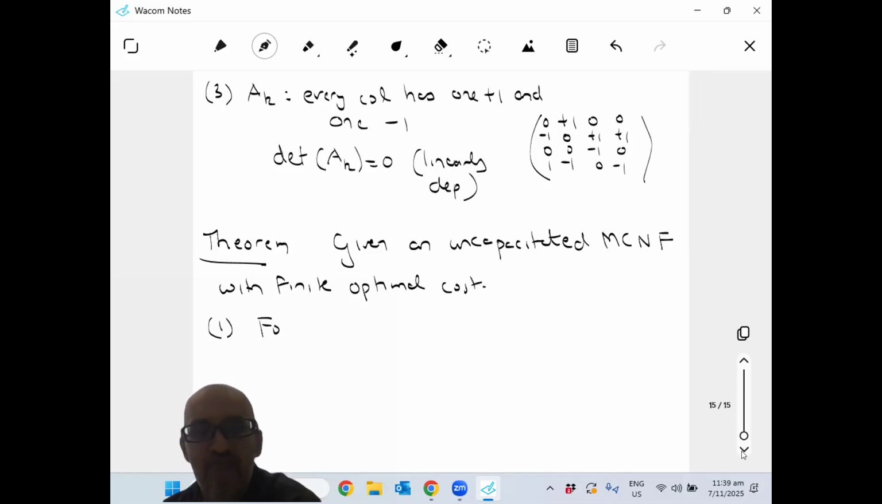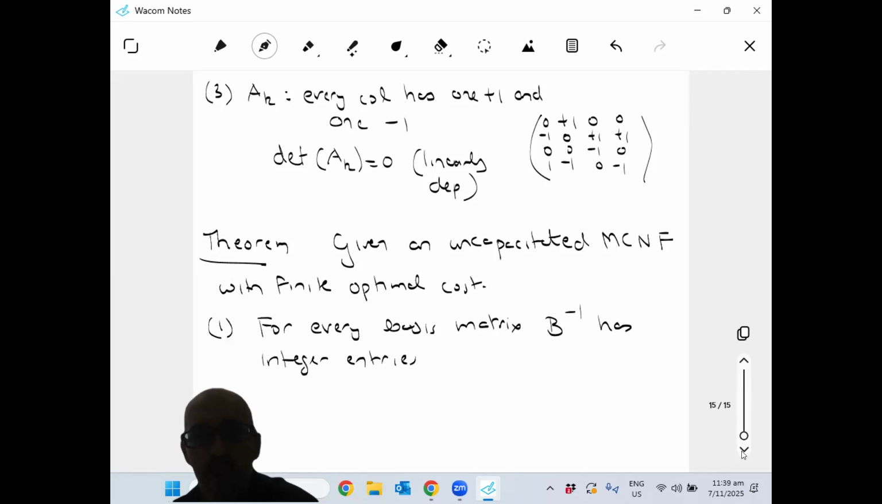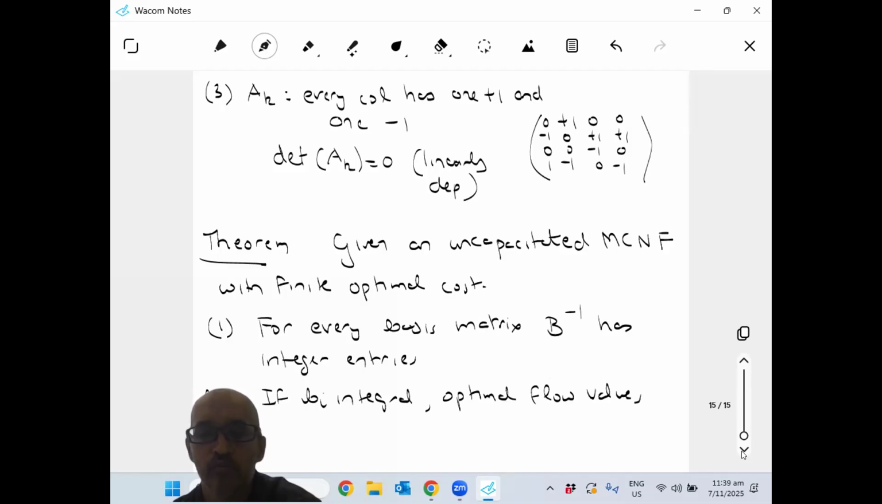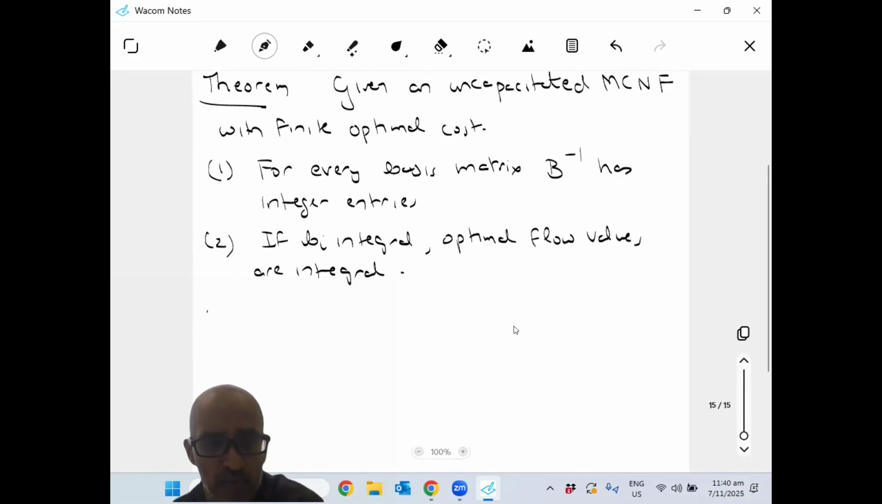One, for every basis matrix, B inverse has integer entries. Two, if b is integral, optimal flows are integral. And you can do something similar for the dual. Okay. So why is this the case?